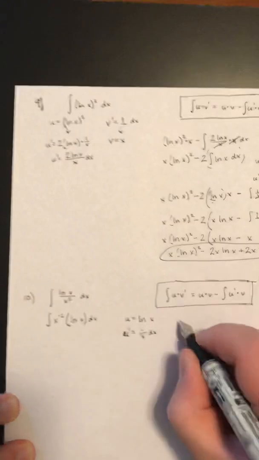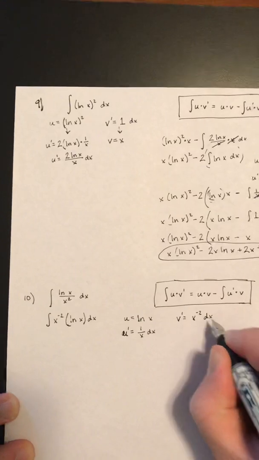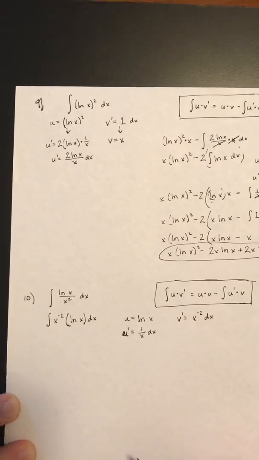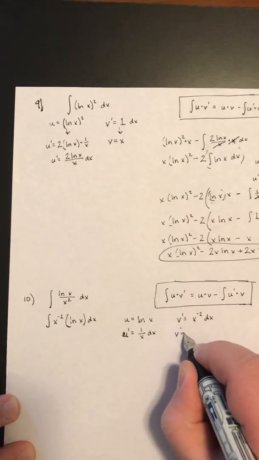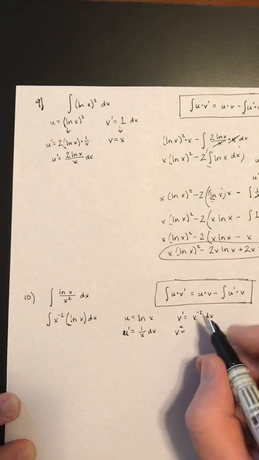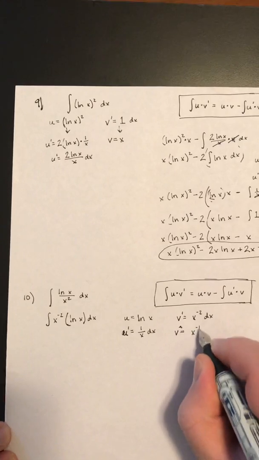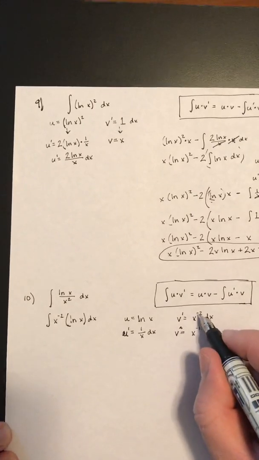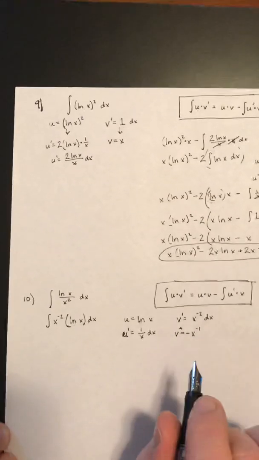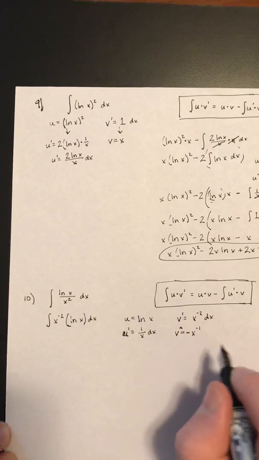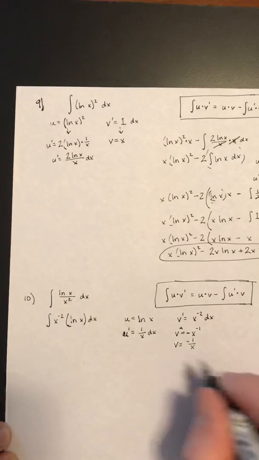Now, if I make v prime be x to the negative 2 dx, I need to make sure that I integrate that properly. So hopefully you remember, if we take the integral, not the derivative, that exponent is going to go up by 1, so it's going to be x to the negative 1. And I'm going to divide by that new exponent, negative 1, which just makes it negative. So I've got negative x to the negative 1, which you could also write as negative 1 over x, whichever makes you feel more comfortable.